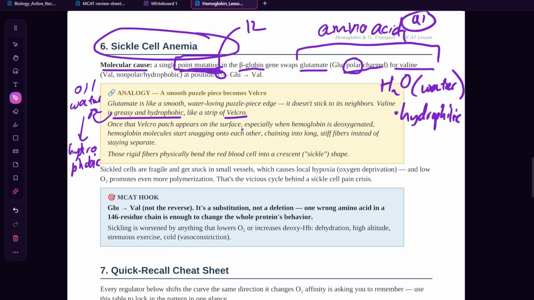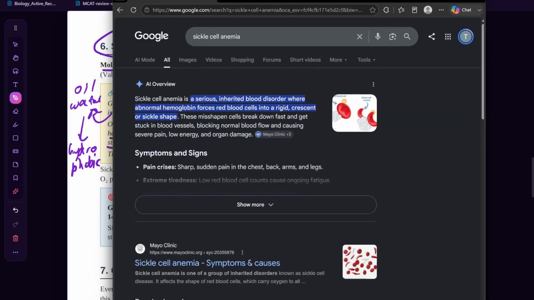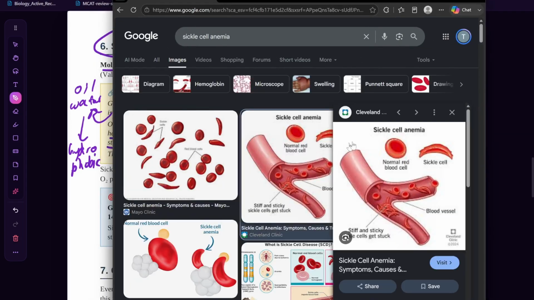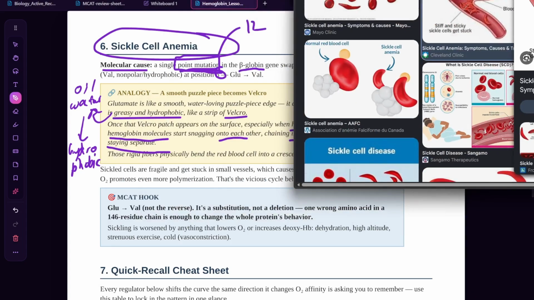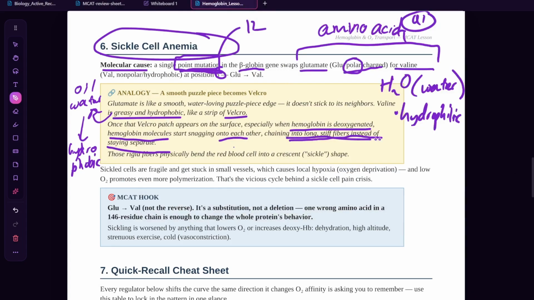So once that Velcro patch appears on the surface, especially when hemoglobin is deoxygenated, hemoglobin molecules start snagging onto each other, chaining into long, stiff fibers instead of staying separate. In sickle cell anemia, if you look at a picture, you end up with a picture that looks like this, where you have this sickle cell instead of a normal red blood cell, right?